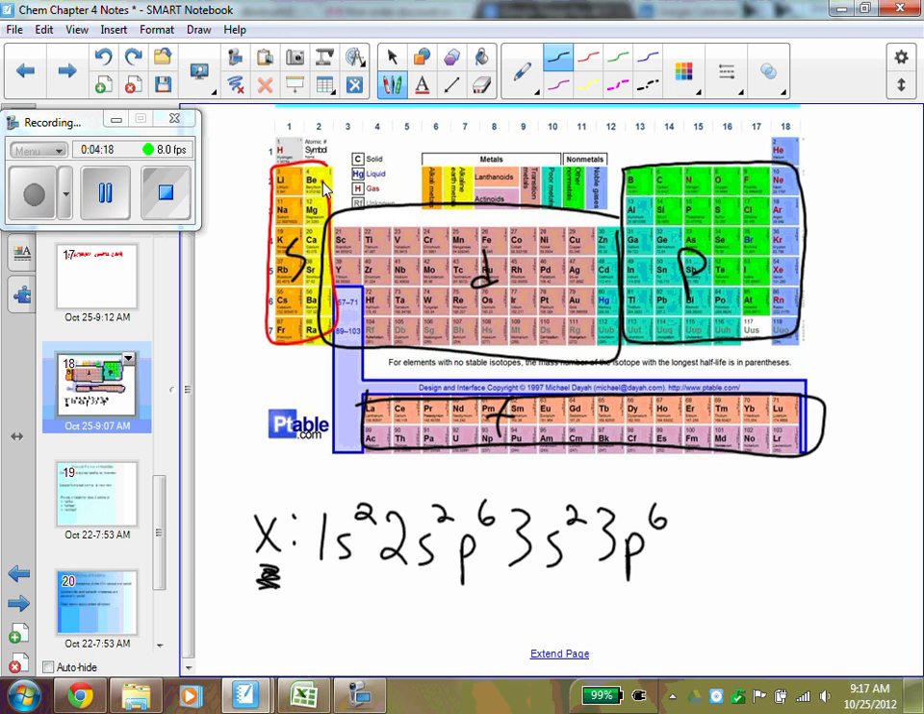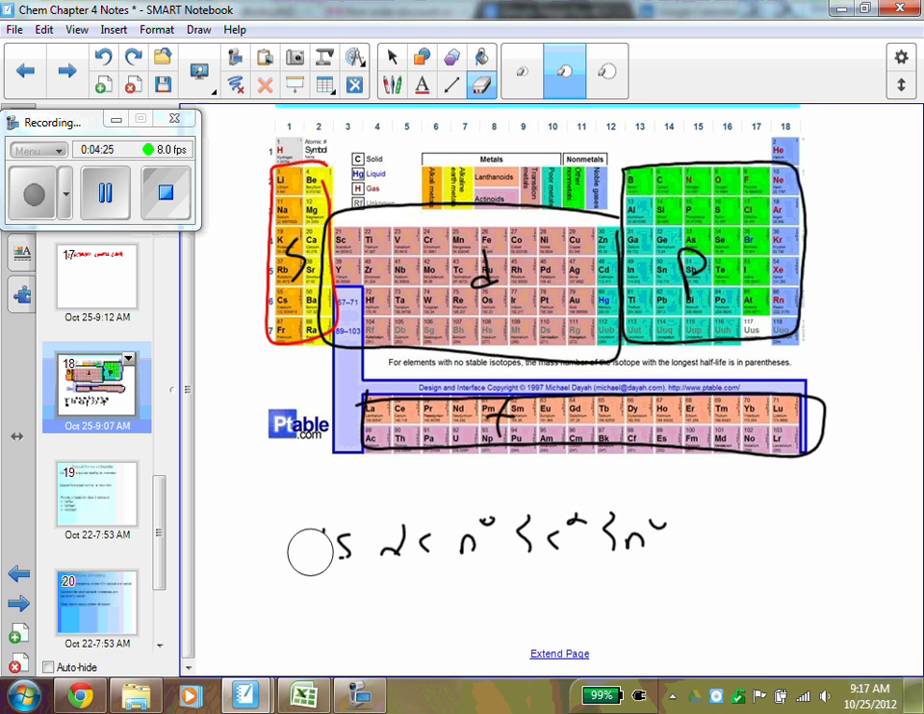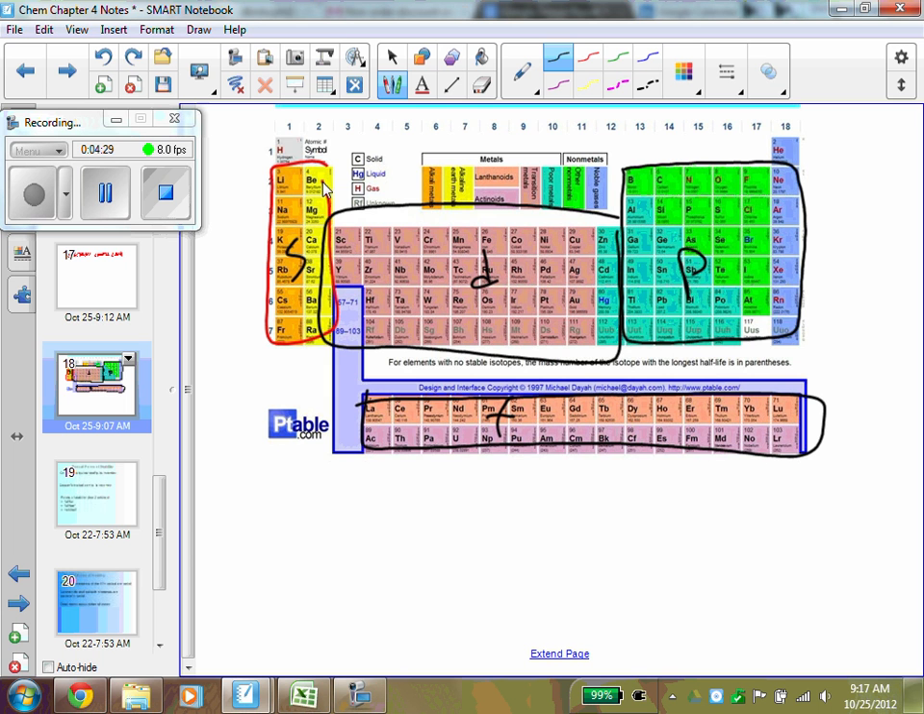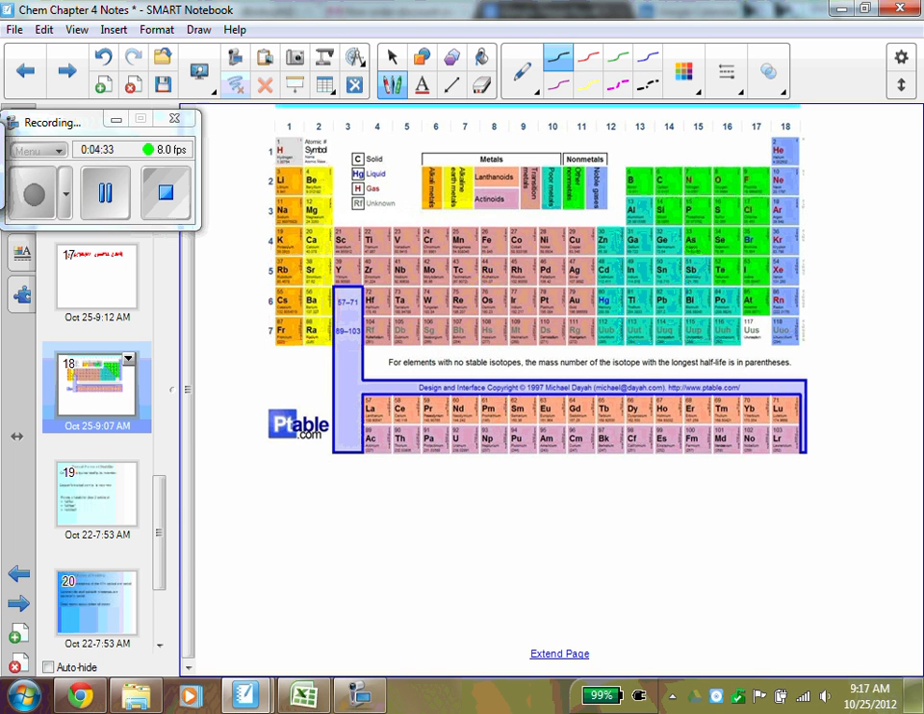Okay, so basically, let's do an electron configuration using the periodic table. All right, we're going to use these blocks in order to help us. And the way it works is this. Okay, we're going to do oxygen. And if we're going to do the electron configuration for oxygen, that means that everything behind oxygen is filled.